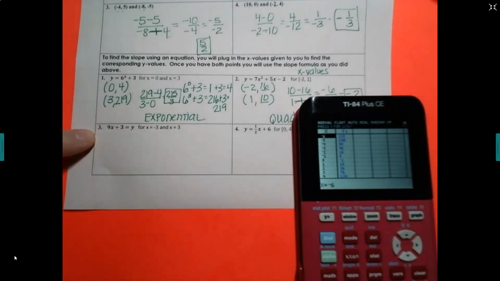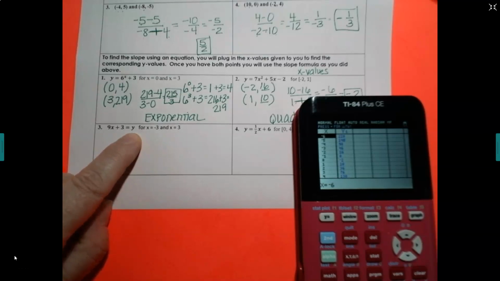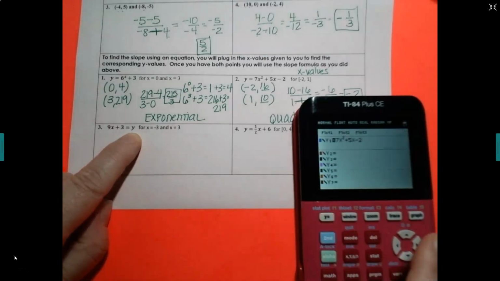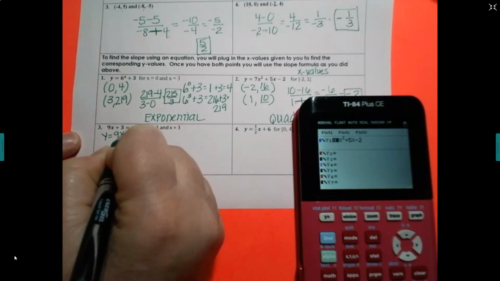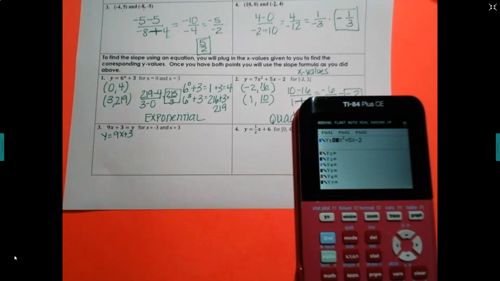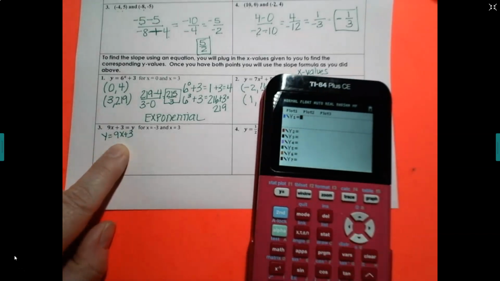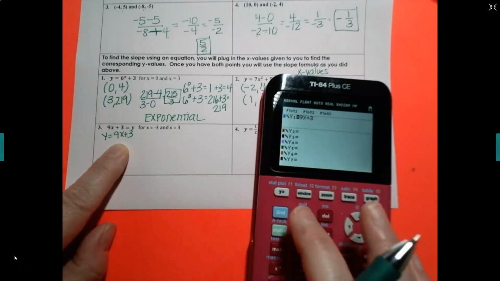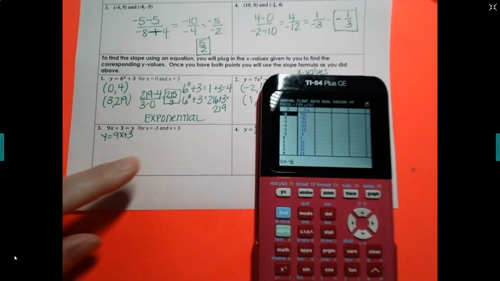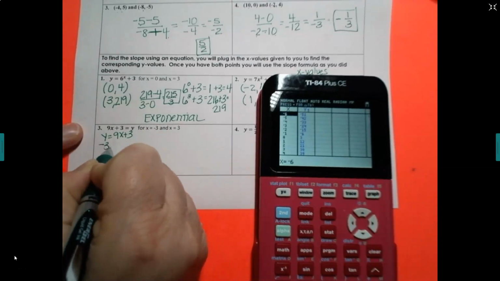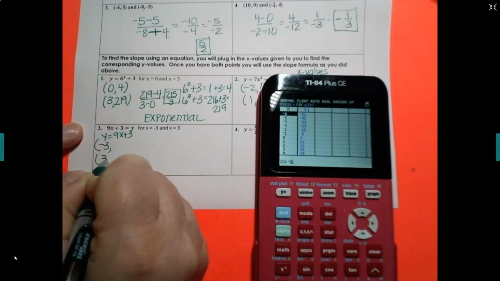All right, so for number 3, this is just written backwards. It's still a y equals. I can change it. I can say y equals 9x plus 3 if it makes me feel better. I'm going to put this into my calculator. So I'm going to clear and say 9x plus 3. Go look at my table of values. And I'm looking specifically for where x is negative 3 and where x is positive 3.